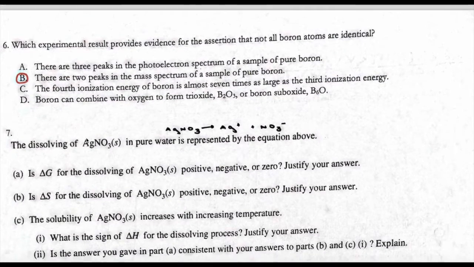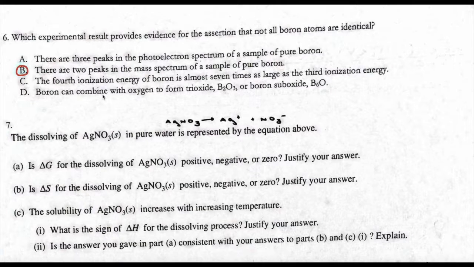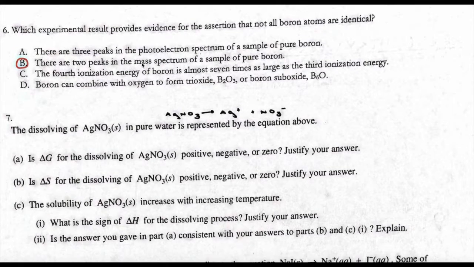In 6, which experimental result provides evidence for the assertion that not all boron atoms are identical? A talks about a PES, that there are 3 peaks. That just tells me about the electron configuration of boron. That doesn't help. Okay. B says there are 2 peaks in the mass spectrum of a sample of pure boron.